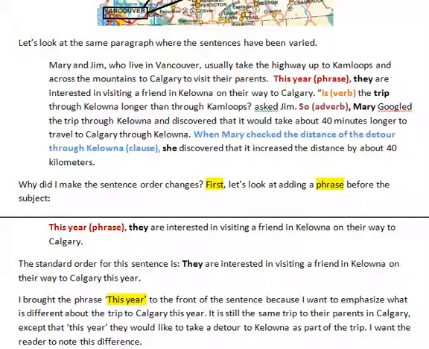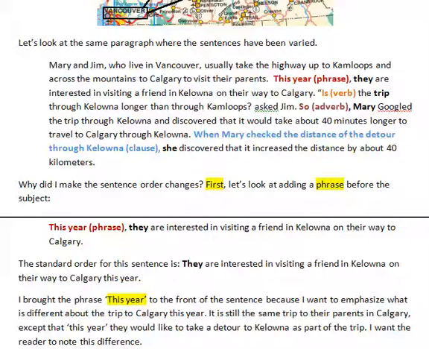Asked Jim. So, adverb, Mary Googled the trip through Kelowna and discovered that it would take about 40 minutes longer to travel to Calgary through Kelowna. When Mary checked the distance of the detour through Kelowna, clause, she discovered that it increased the distance by about 40 kilometers. Why did I make the sentence order change?